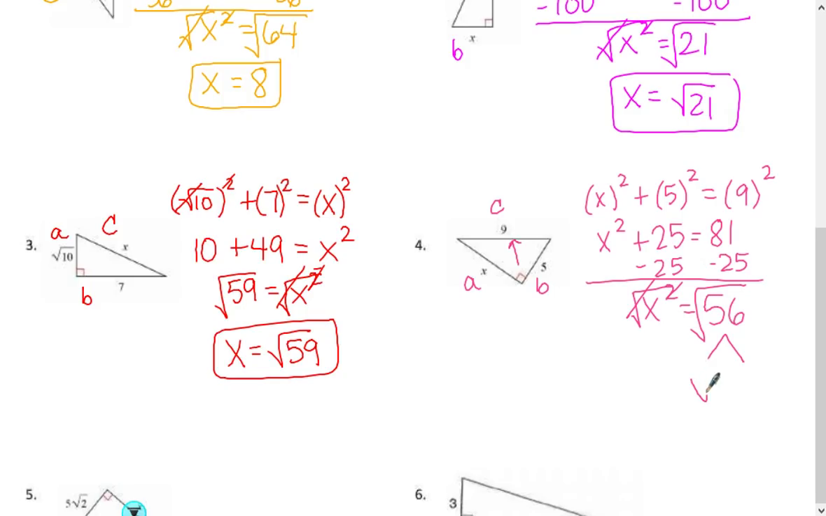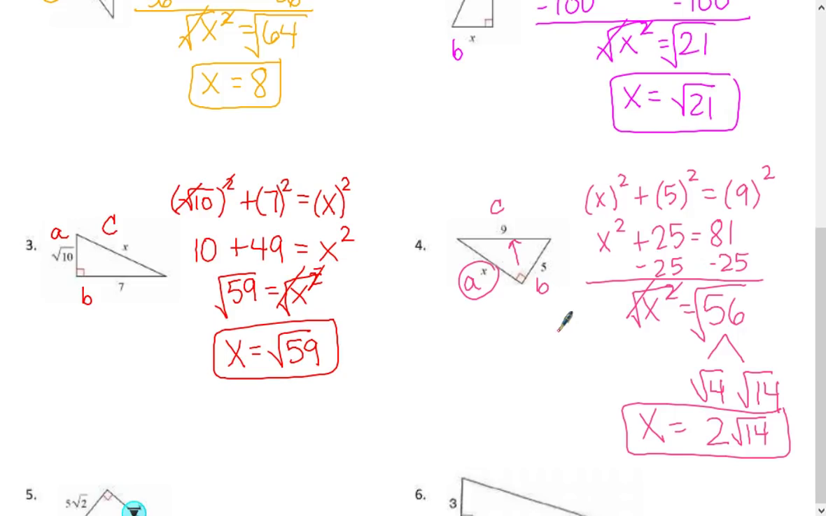All right, so this is going to break apart into the square root of 4 times the square root of 14. All right, but I know what the square root of 4 is. It is 2. So this becomes 2 square root 14, and that is the length of our missing side here. That is the side A, our leg, or X, that's the missing side there.